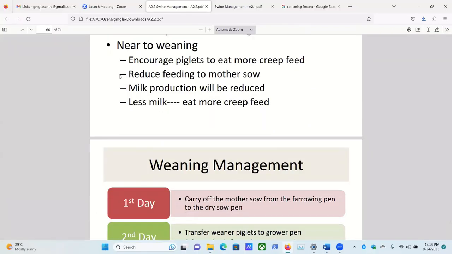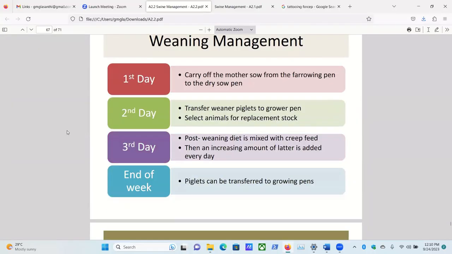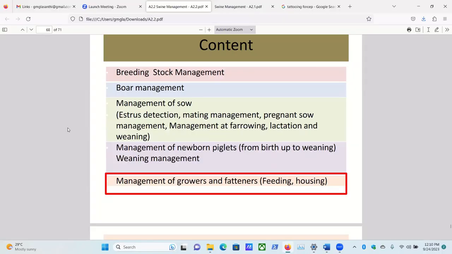Near weaning, we have to encourage piglets to eat more creep feed. I told you we are giving creep feed to assist the weaning. And we have to reduce the feeding of the mother sow to reduce the amount of milk she produces. Once the milk is less, the piglets feel hungry and tend to eat more creep feed rather than obtaining milk from their mother. So this is the process of weaning.